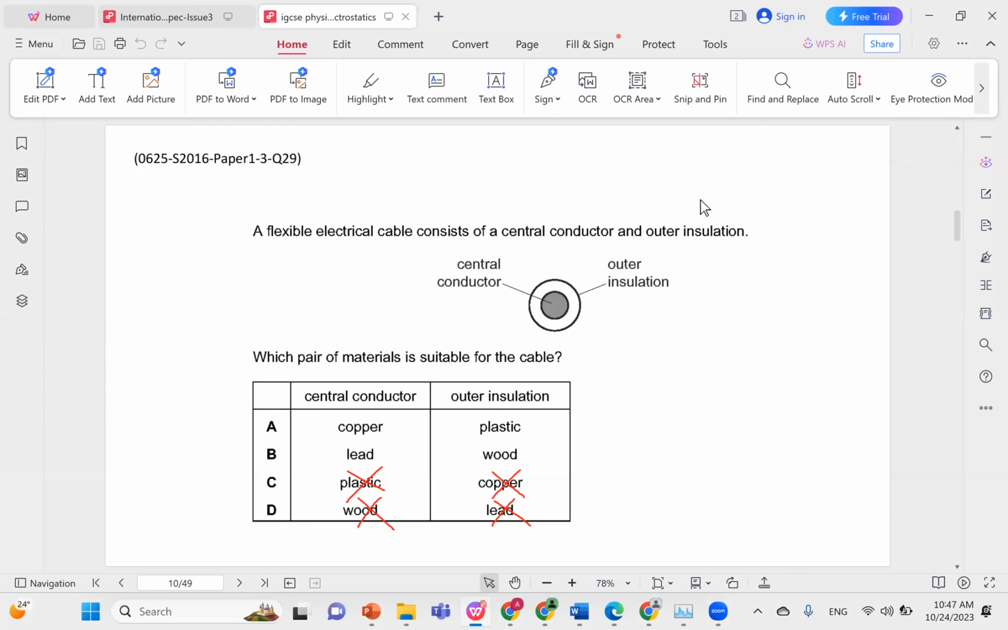So which of these would work? Do we usually use copper or lead in creating wires? You should know that it's usually copper wires. And of course, the outer insulation cannot be made of wood. Have you ever seen wires made of wood? That doesn't make sense. So the correct choice here is choice A.